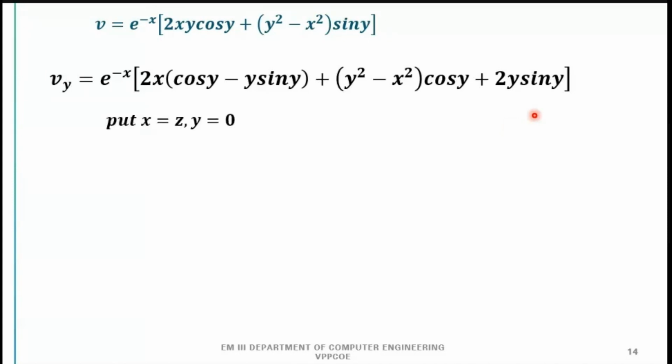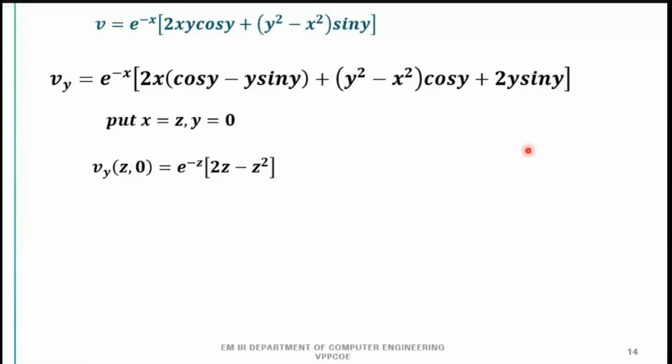When x is equal to z, y equal to 0, here we'll get e raised to minus z. This is 2z. This is 1. This is 0. This is 0. Z square 1. And the last term is 0. So I'll get e raised to minus z, 2z, cos y is 1. Plus y square is 0. Y is 0.